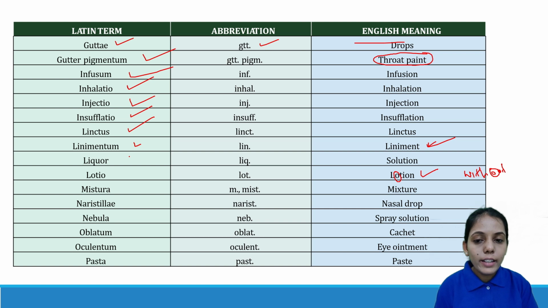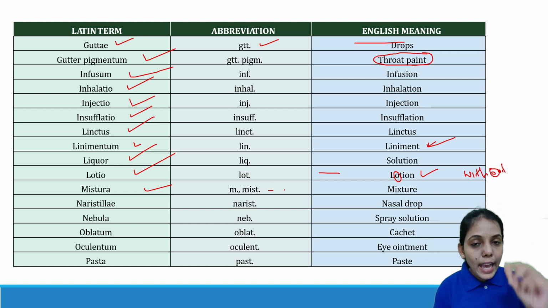Next is liquor. Liquor everybody knows, that is a solution. Locio, again N is not there, so that stands for lotion. That is nothing but lotion. Mistura, that is a mixture. Mistura is nothing but mixture. It can be denoted as small m or mist. So mistura or mixture, both are the same.